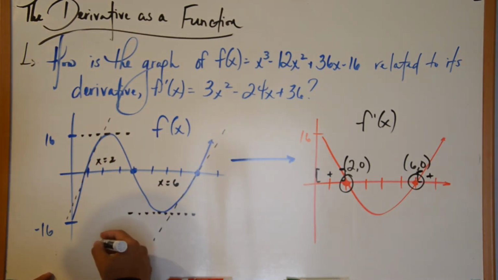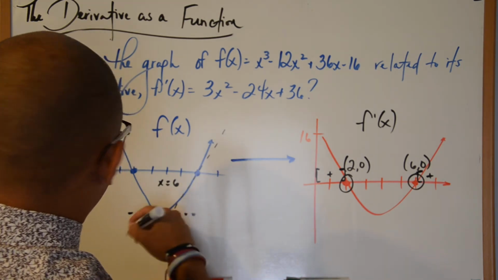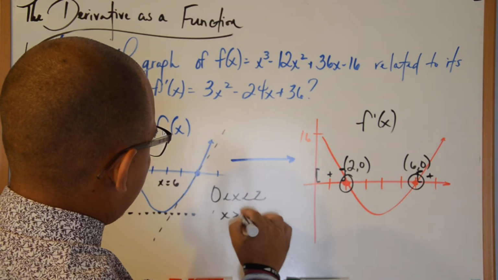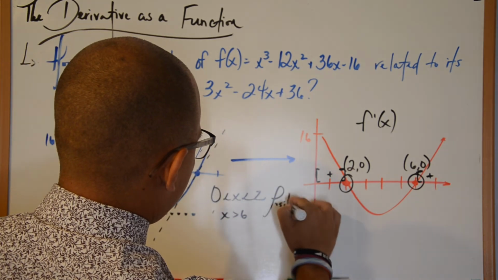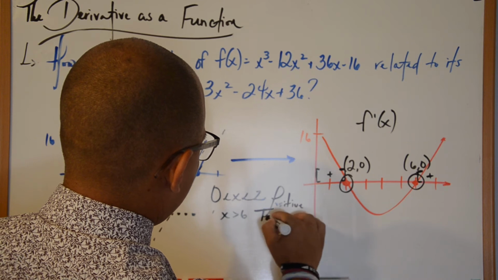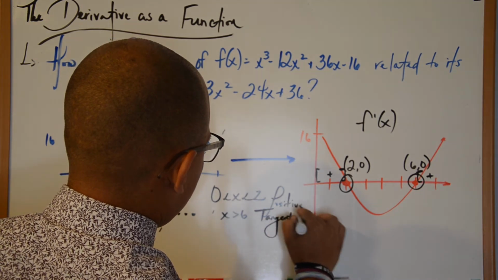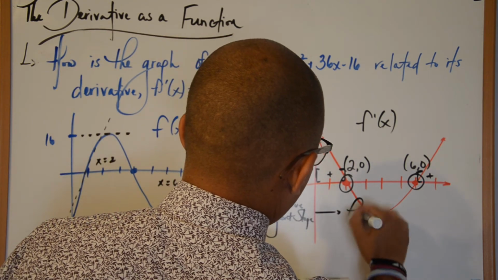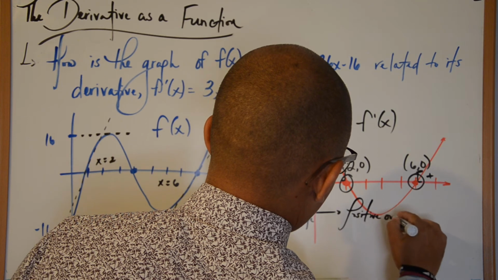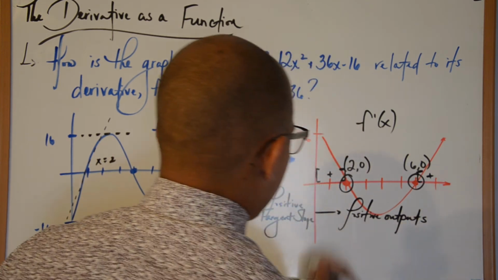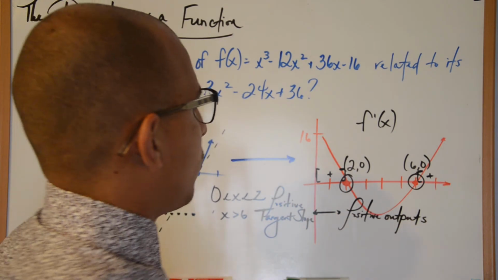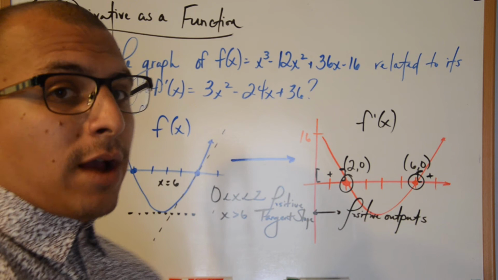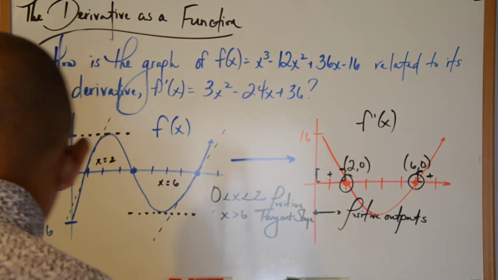So we can say that from 0 to 2 and x greater than 6, we have positive tangent slope, which leads to positive outputs. And it works interchangeably, right? If we're given this graph and we can see that, oh well, the slopes are, the outputs are positive here, that means my graph should be increasing on those same intervals.